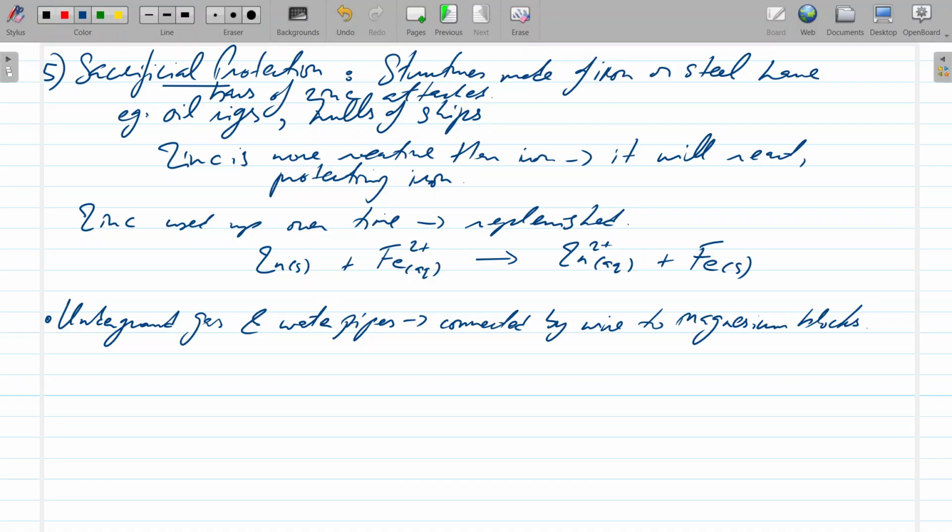And so the concept is the same. There's iron in these pipes, and so the magnesium reacts, giving electrons to iron, therefore protecting it from rusting. Any questions? No.